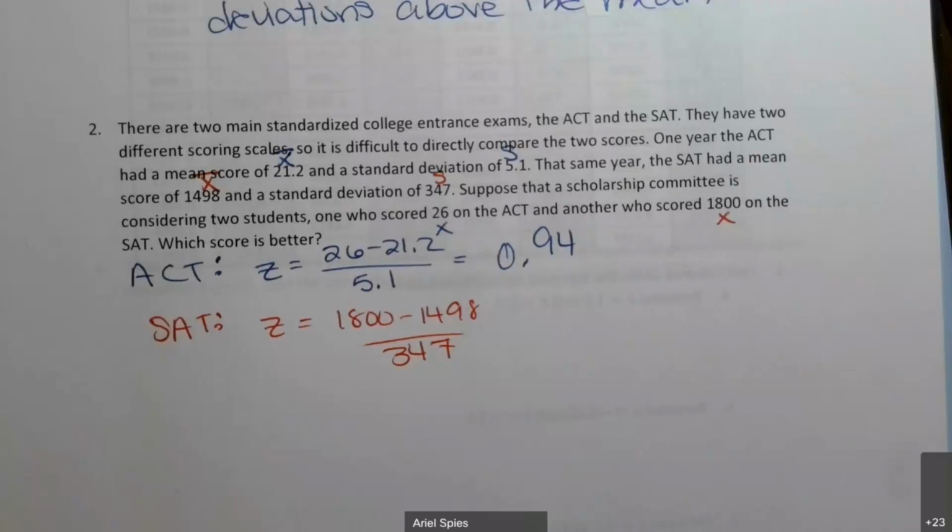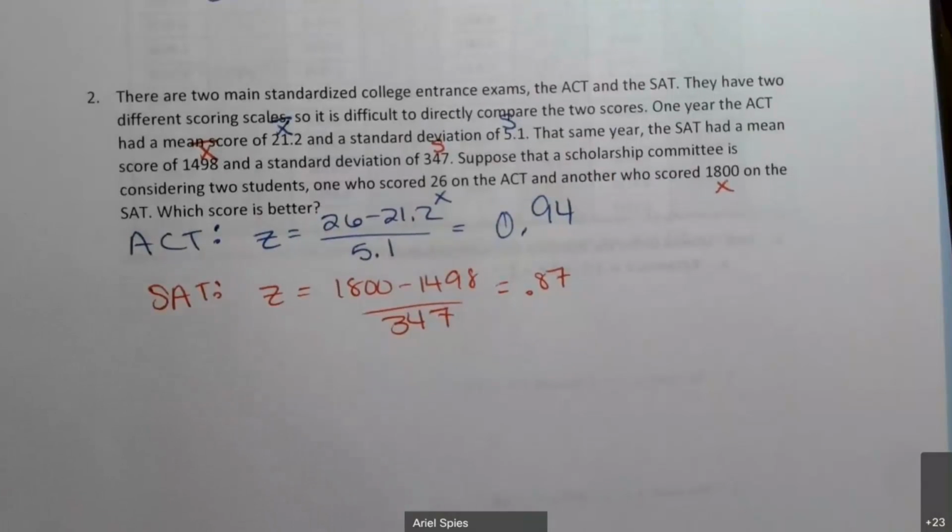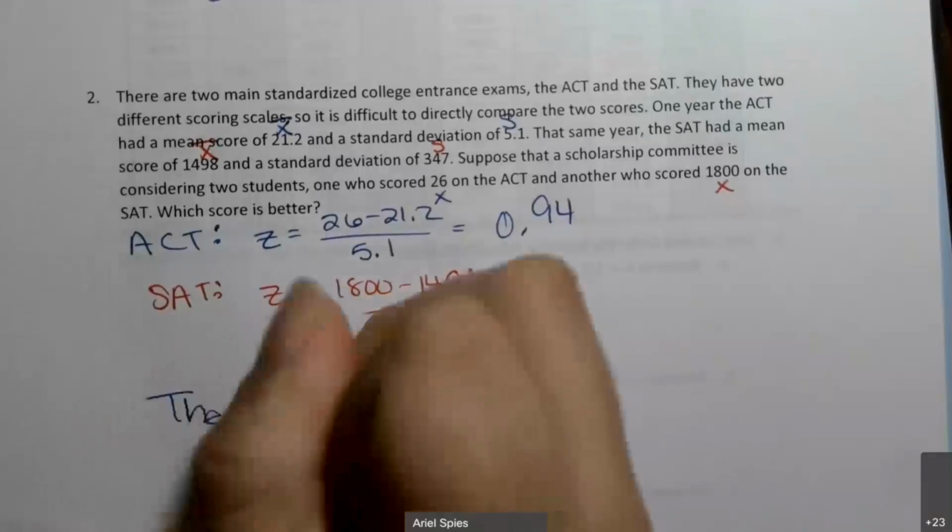So is the z-score basically telling us here that in this case the ACT score is 94% of one standard deviation away from the mean, and then on the SAT it's 87% of one standard deviation away? Yes. Okay. So I want to see which one is closer to 1 to decide which one is the better score. So the student who took the ACT scored higher.